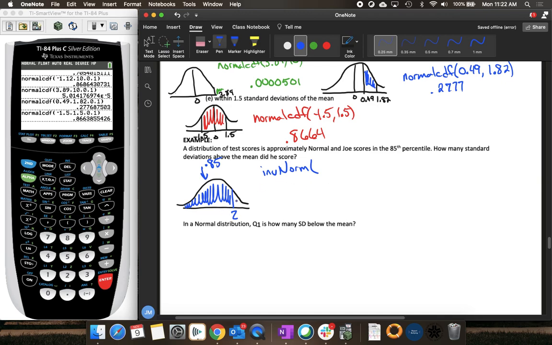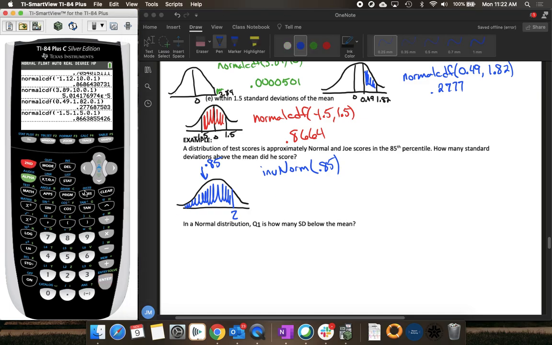Now, for inverse norm, we're going to start by typing in the area to the left of that z-score, which fortunately for us is the 0.85 that we already knew. As for mean and standard deviation, it said that it was on the standard normal curve, so we shouldn't have to type those in. If we do, we'll leave them as 0 and 1. So inverse norm, same menu, second vars to get there. We're going to choose option 3 this time for inverse norm. For the area, we're going to use 0.85, which was the percentile we were given. Again, if you have to leave mean and standard deviation in there, 0 and 1. Otherwise, just close your parentheses and hit enter.